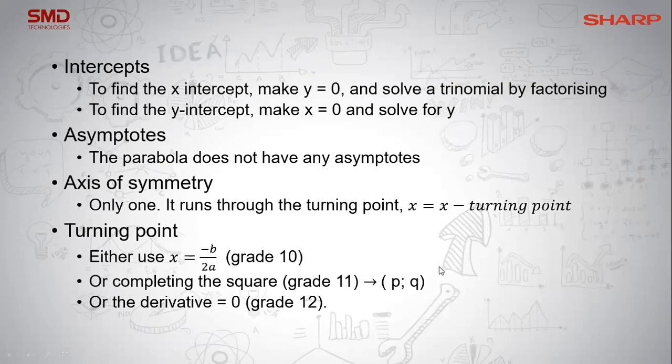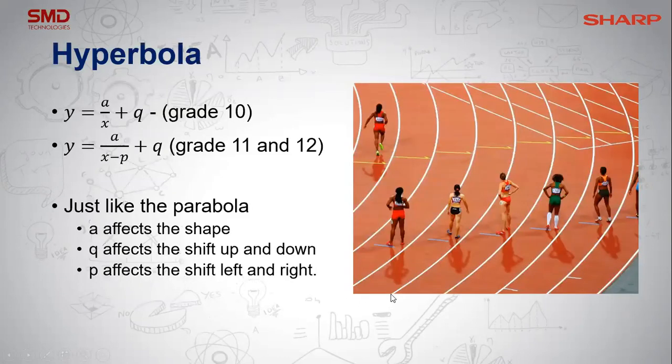And then of course, in grade 11, you have your turning points. It's given by P and Q, and you can find it by completing the square, or in fact, using your grade 10 formula as well. Both are accepted. And then of course, in grade 12, you can also use the derivative to find the turning point, or methods from grade 10 and 11. That's why the grade 12 demos are so long at the end of the year.